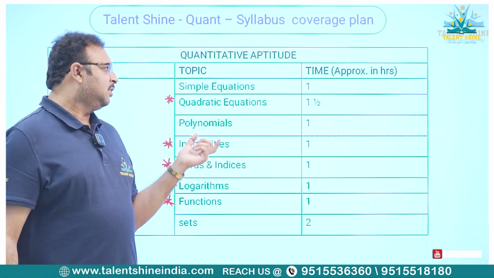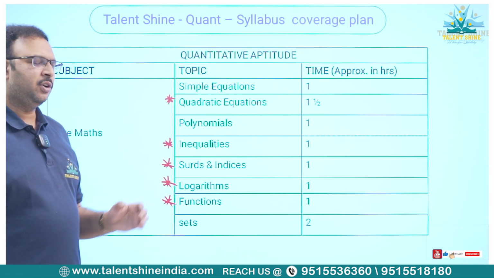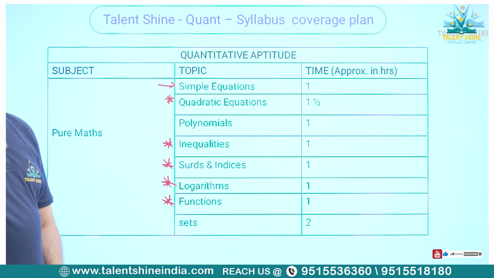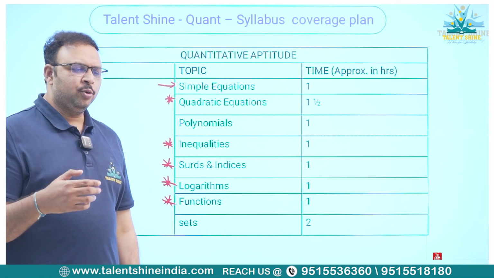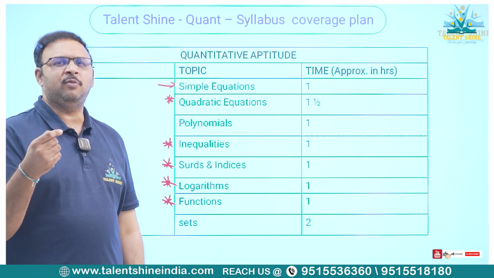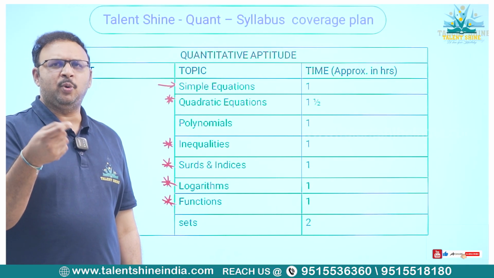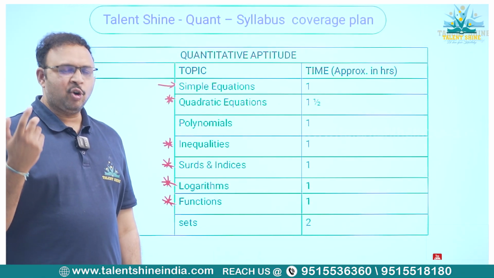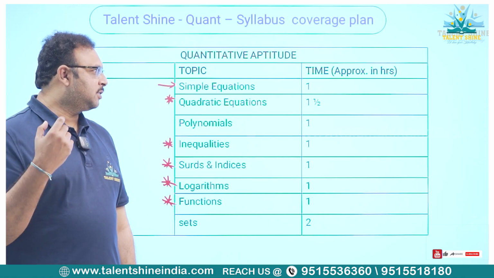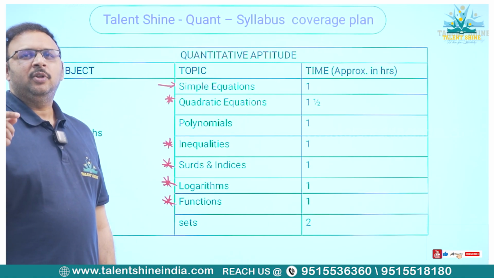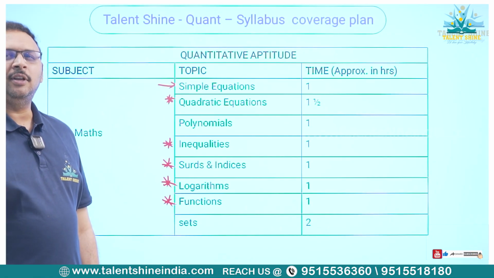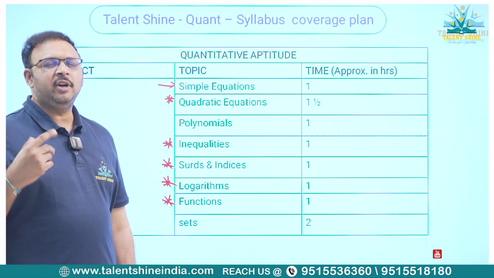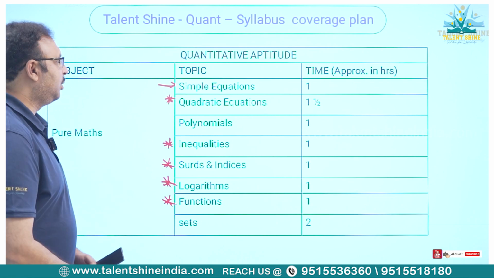Even polynomials, that is a continuation of quadratic equations, you need to focus on. And simple equations too. Sometimes they are asking questions on that. They can give you 2 equations, a1x plus b1y is equal to c1, a2x plus b2y is equal to c2. You need to compare the coefficients of x, y and the constants. Suppose those equations are having no solution, or infinite solutions, or a unique solution. You need to identify based on the coefficients, so you need to check it.